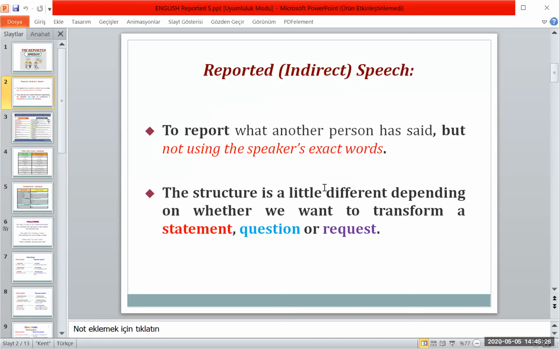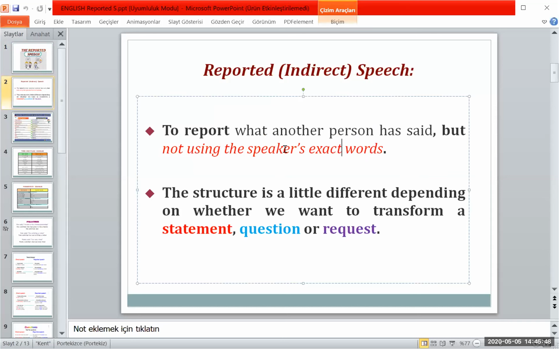The definition says we use reported speech or indirect speech. Today you will hear this many times, either reported or indirect speech. We use it to report what another person has said, but not using the speaker's exact words. There are some changes then. If you use the speaker's exact words, it is not reported speech. Now, from time to time, we can even use the speaker's exact words. We will see why it is so.